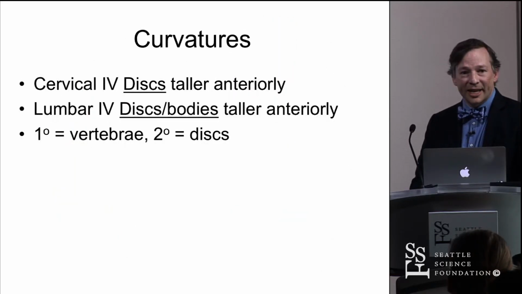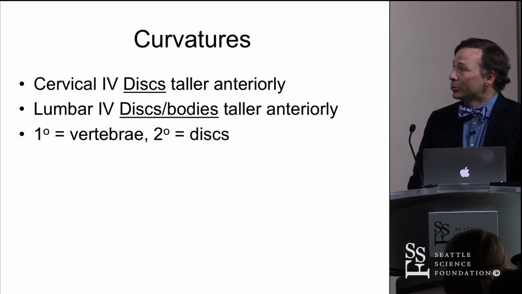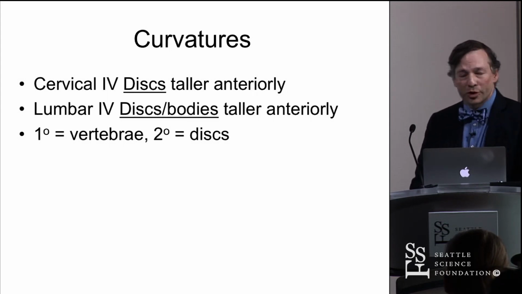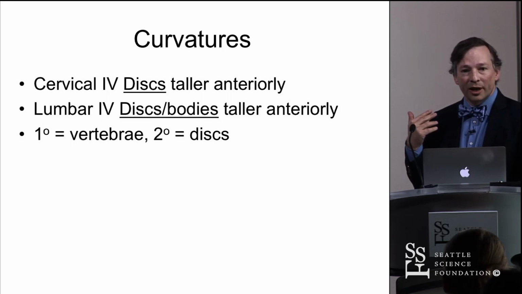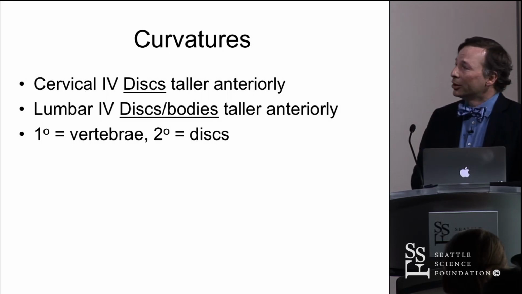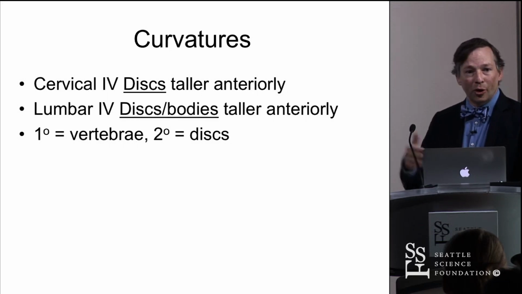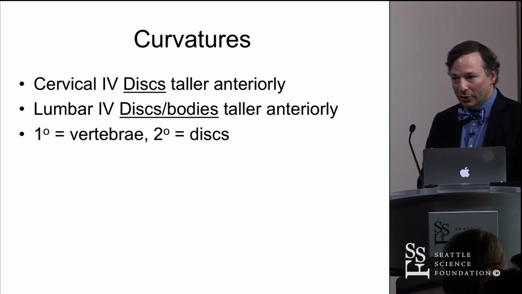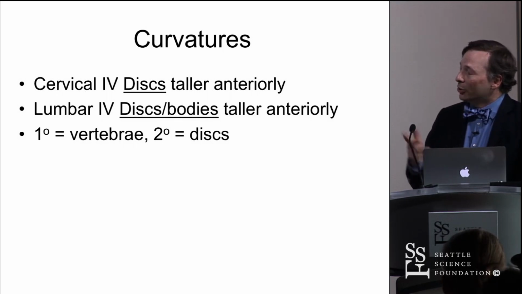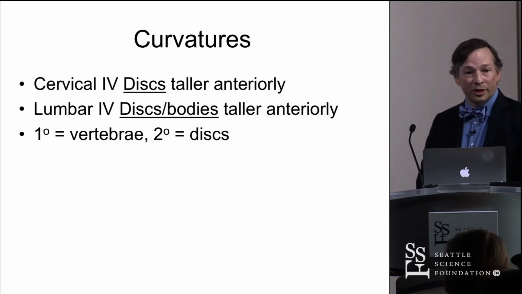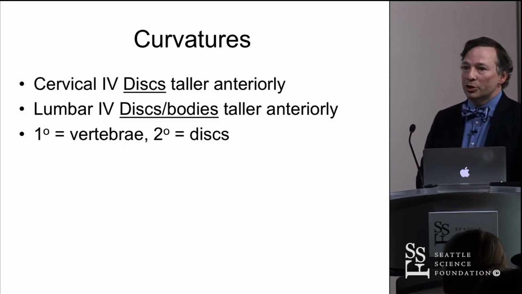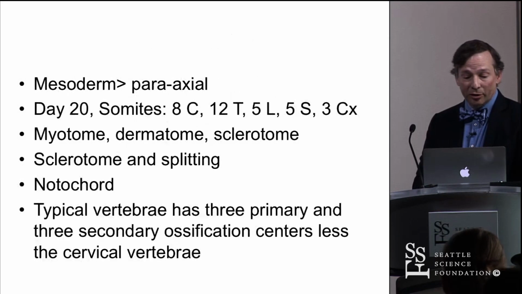So kind of take-home messages when you're thinking about those curvatures is that in the cervical region, the intervertebral discs are taller anteriorly, so that helps to develop that secondary curvature, especially with the nuchal muscles beginning to take play as you start to hold the head up and hold the curvature in a reverse nature. The lumbar intervertebral disc and bodies are taller anteriorly, so that helps with that secondary curvature that you see more inferiorly. So kind of a distilled version of what's happening is that the primary curvature is due to the vertebral elements themselves, and the intervertebral discs help form the secondary curvatures.